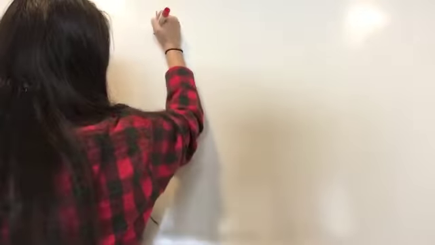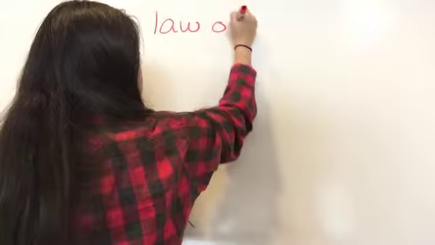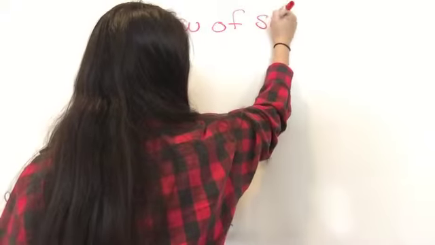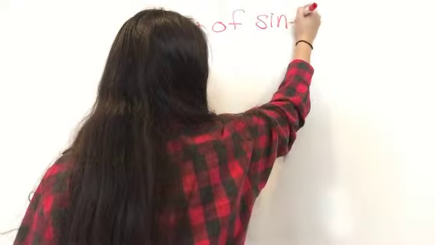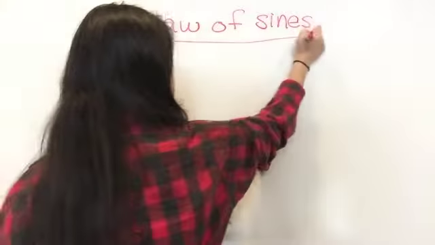Law of sines and law of cosines allow one to find angles and sides of triangles when a right angle is not present in the triangle. Therefore, you cannot use the Pythagorean theorem or SOHCAHTOA. First, we will start with law of sines.